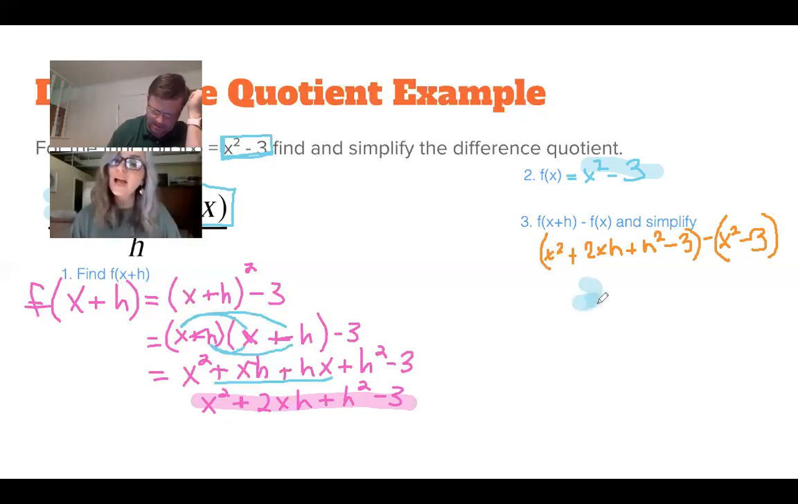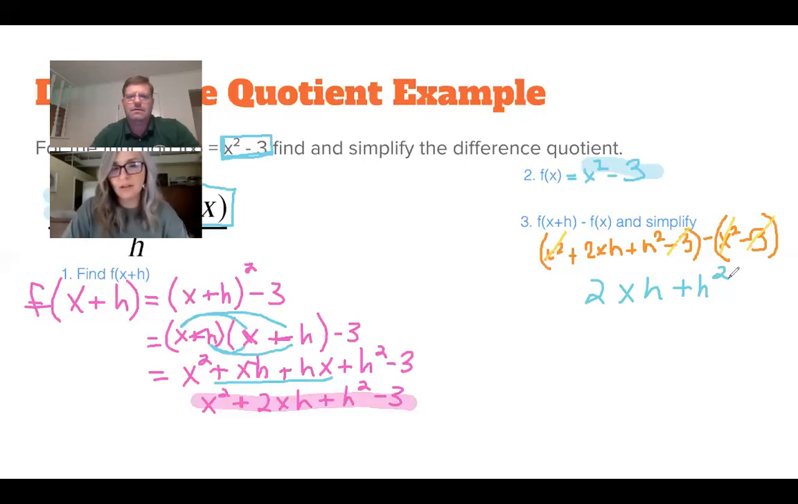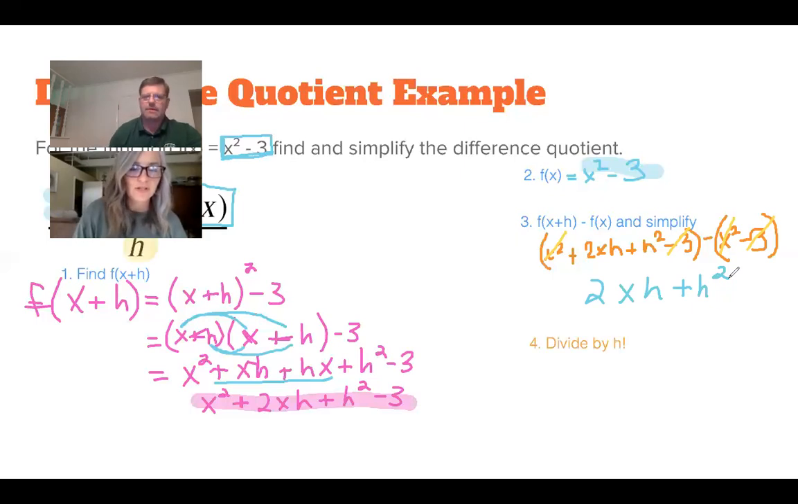But if you do this right, then everything in the second parentheses should subtract away something in the first parentheses. So in this case, you've got x squared minus x squared, and it's gone. And you've got -3 minus -3, and it's gone, leaving you with 2xh plus h squared. And then our very final step is divide by h. So that's us doing this final part, which is this big old division sign over h.